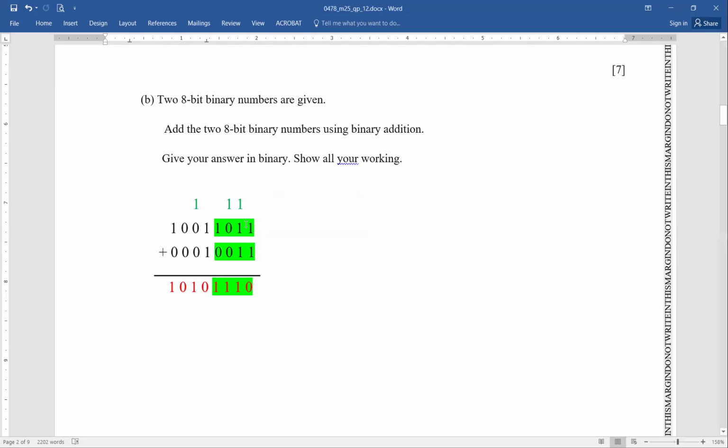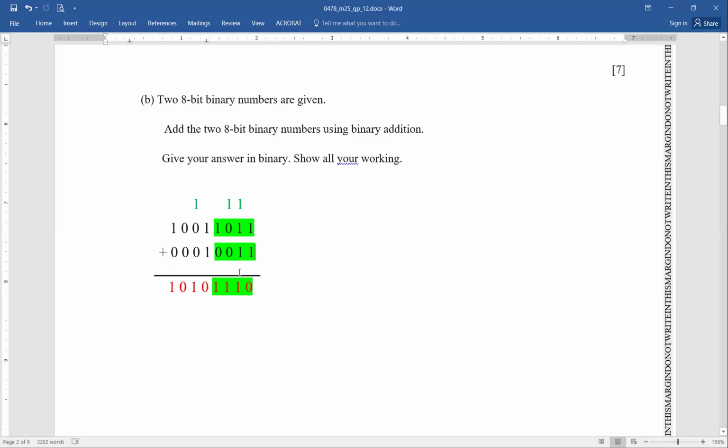1 plus 1, 0 with a carry of 1. 1, 1, 1 will be 1 with a carry of 1. 1 plus 0 will be a 1. And 1 plus 0 will be a 1. Any questions? Now 1 plus 1, 0 with a carry of 1. 1 plus 0 will be a 1. 0 plus 0 is a 0. And 1 plus 0 is a 1.